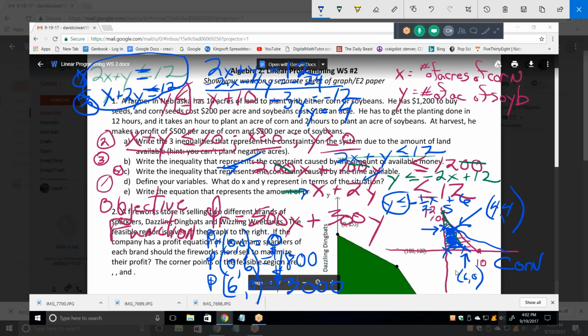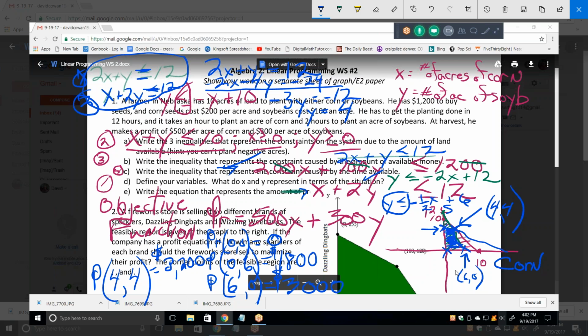You with me? So the last thing we have to do is figure out what our profit is when we plant 4 acres of corn and 4 acres of soybeans. Plug it into the profit function. So 2,000 plus 1,200. So 3,200. Voila! Our magic answer.